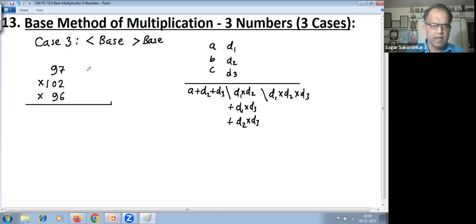This is minus 3, 97 minus 100, minus 3. This is plus 2, and this is minus 4. Same steps. So take this number 97 plus 2, and this is minus 4. Then minus 3 into 2 is minus 6. Plus minus 3 into minus 4 is plus 12. And last, 2 into minus 4 is minus 8, plus minus.